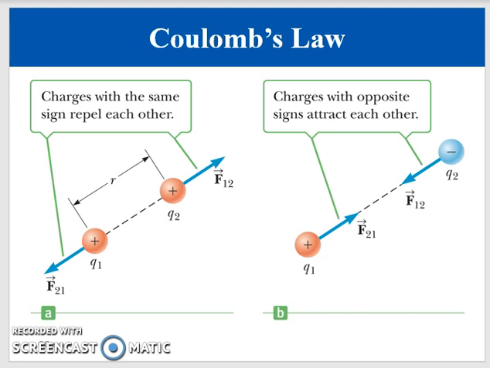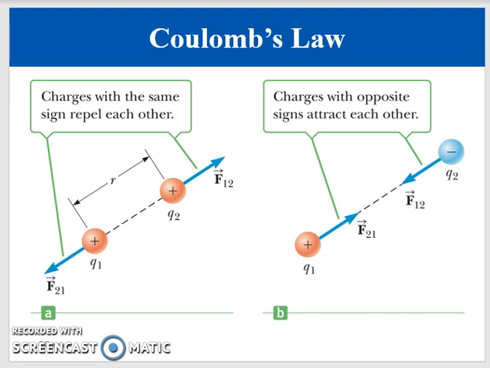So if I look at the blue arrow off of Q2, it says F12. And what this means is that this is the force that charge 1 exerts on charge 2. So that's what the nomenclature F12 means. The force that charge 1 exerts on charge 2. And as you can see, it's going to repel away, directly away from Q1.